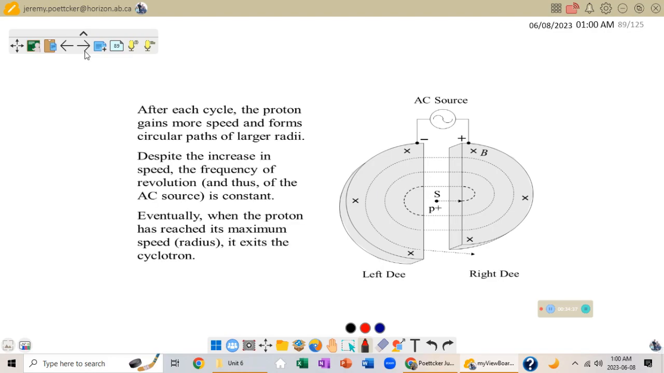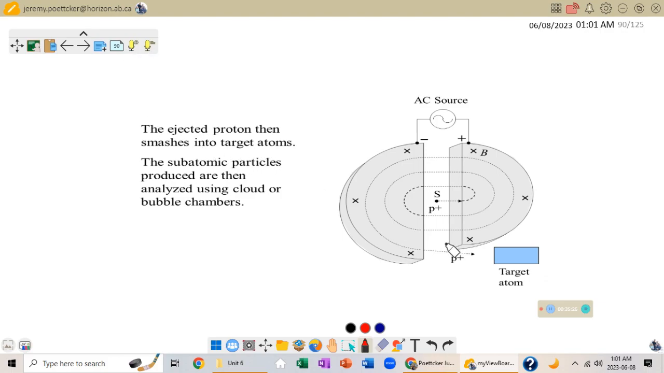Continuing on, each cycle through the cyclotron is going to speed it up some more. And for our AC source, the frequency of revolution is the same, because even though it moves a short distance here, it's moving at a low speed. Longer distance here, it's moving at a higher speed. Still longer distance here, the time for each of these little semicircles that I've drawn is exactly the same. And that time is the same simply because the speed is increasing every time. When it reaches its maximum radius, at least for this magnetic field, it exits the cyclotron, and now we can smack it into something and analyze the resulting collisions with a cloud or a bubble chamber.